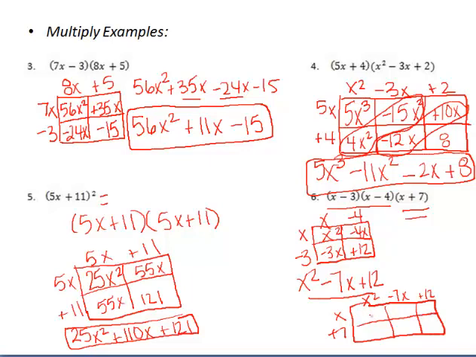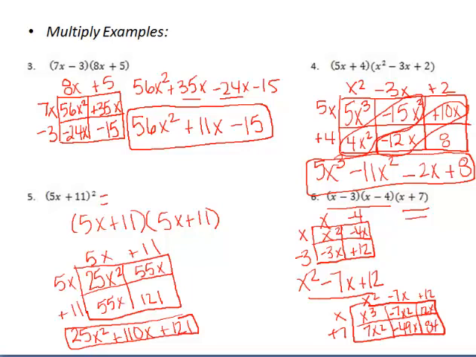So go ahead and multiply them together. X squared times x gives you x cubed. X squared times 7, 7x squared. Negative 7x times x, negative 7x squared. Negative 7x times 7 is negative 49x. 12 times x, 12x. And then 12 times 7 is 84.